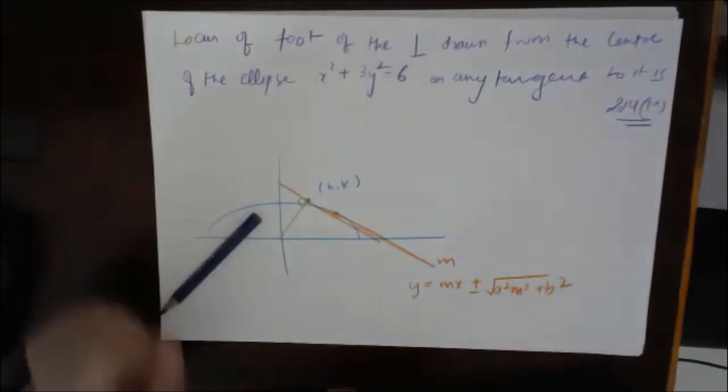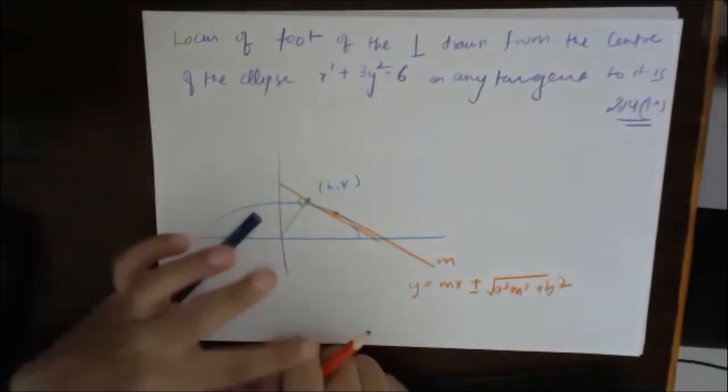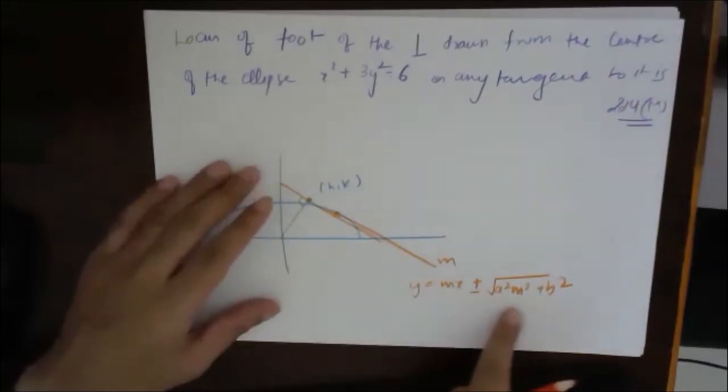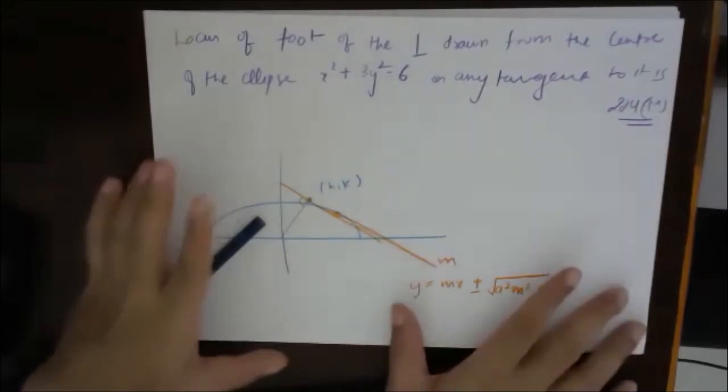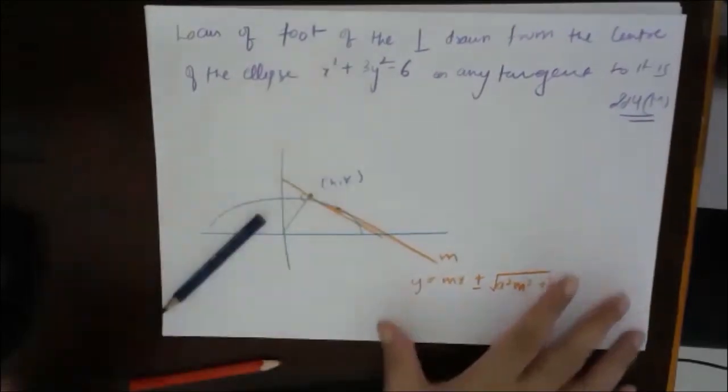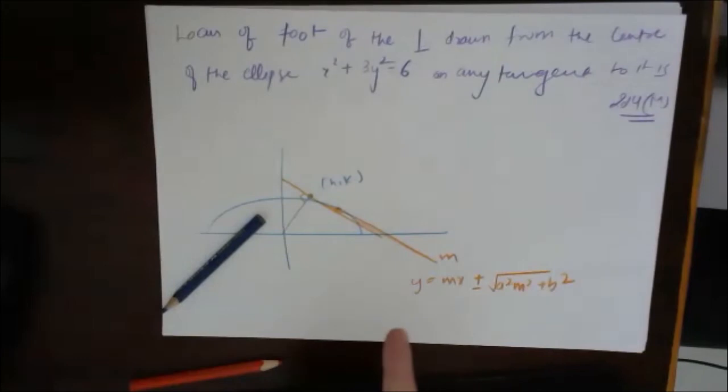If you remember the equation of the tangent in slope form, y equals mx plus minus under root of a square m square plus b square. Till here everything is fine. Very simple, this we have already seen. And this is the general assumption I have taken: h comma k is the foot of the perpendicular.